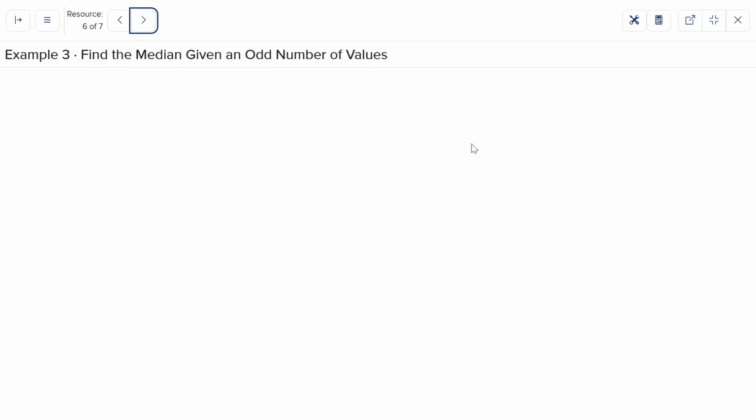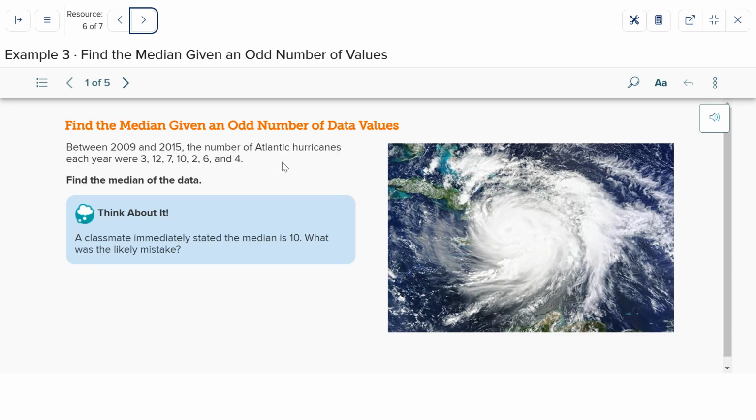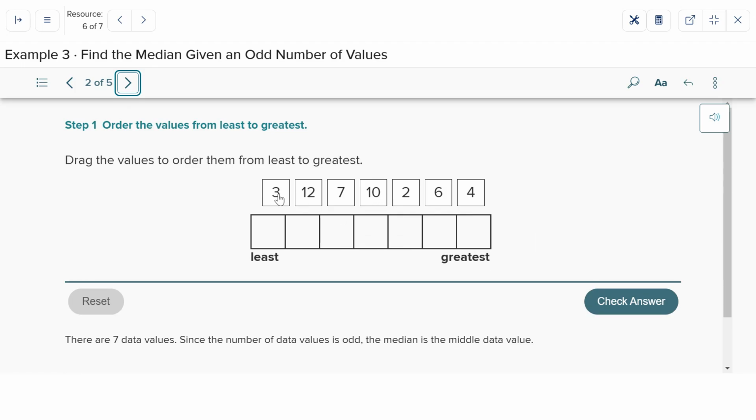So, find the median given an odd number of values. We're going to do that one more time. Between 2009 and 2015, the number of Atlantic hurricanes each year were 3, 12, 7, 10, 2, 6, and 4. Now notice these are not in order from least to greatest, so you must do that first. I know I'm saying that and it sounds annoying, but trust me, people do not do this part and then it does not result in a correct median.